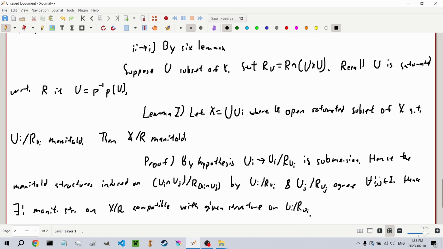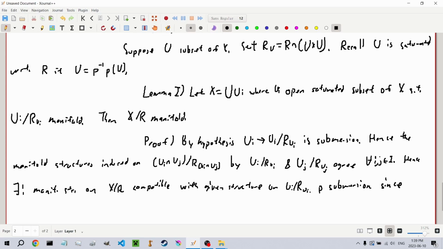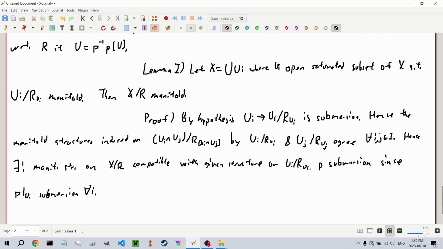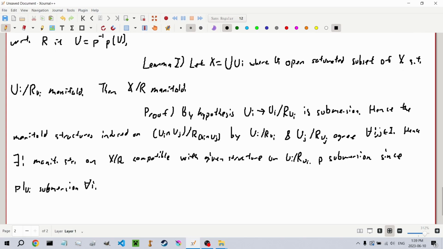and we also need P to be a submersion since its restriction to Ui is a submersion for all i. Alright. Those are two conditions to be a manifold by a quotient.